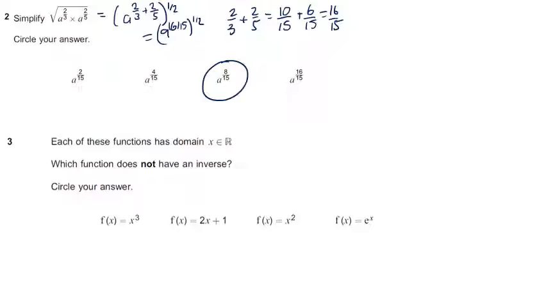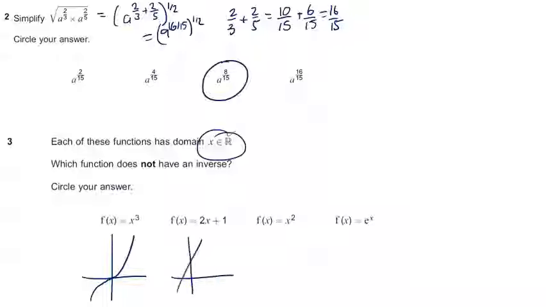Okay, each of these functions has a domain of x being all the real numbers. So with that domain in mind, which does not have an inverse? Well, let's just try and draw these quickly. So x cubed looks like that. 2x plus 1 is going to look something like that. x squared looks like that. And e to the x is going to look like that.